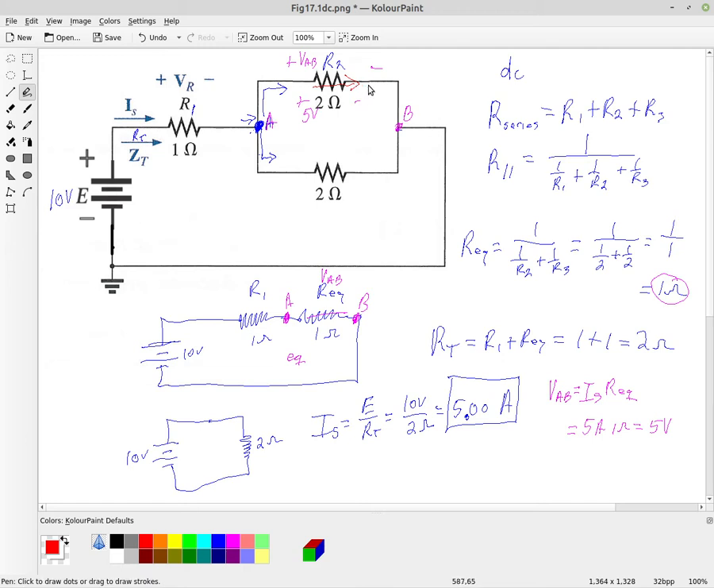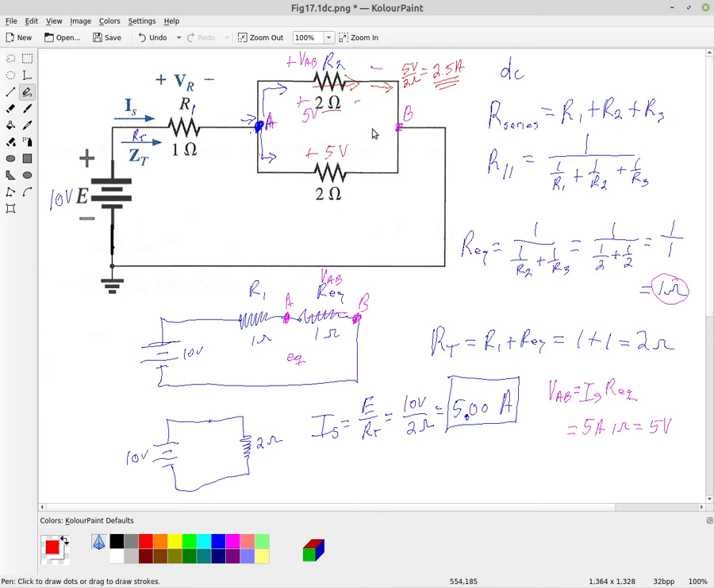We have 5 volts across this resistor, 5 volts divided by the resistance, which is 2 ohms. So the current through just this one resistor here is going to be 2.5 amperes. Okay, so that was using Ohm's law. And so we could do the same thing over here.